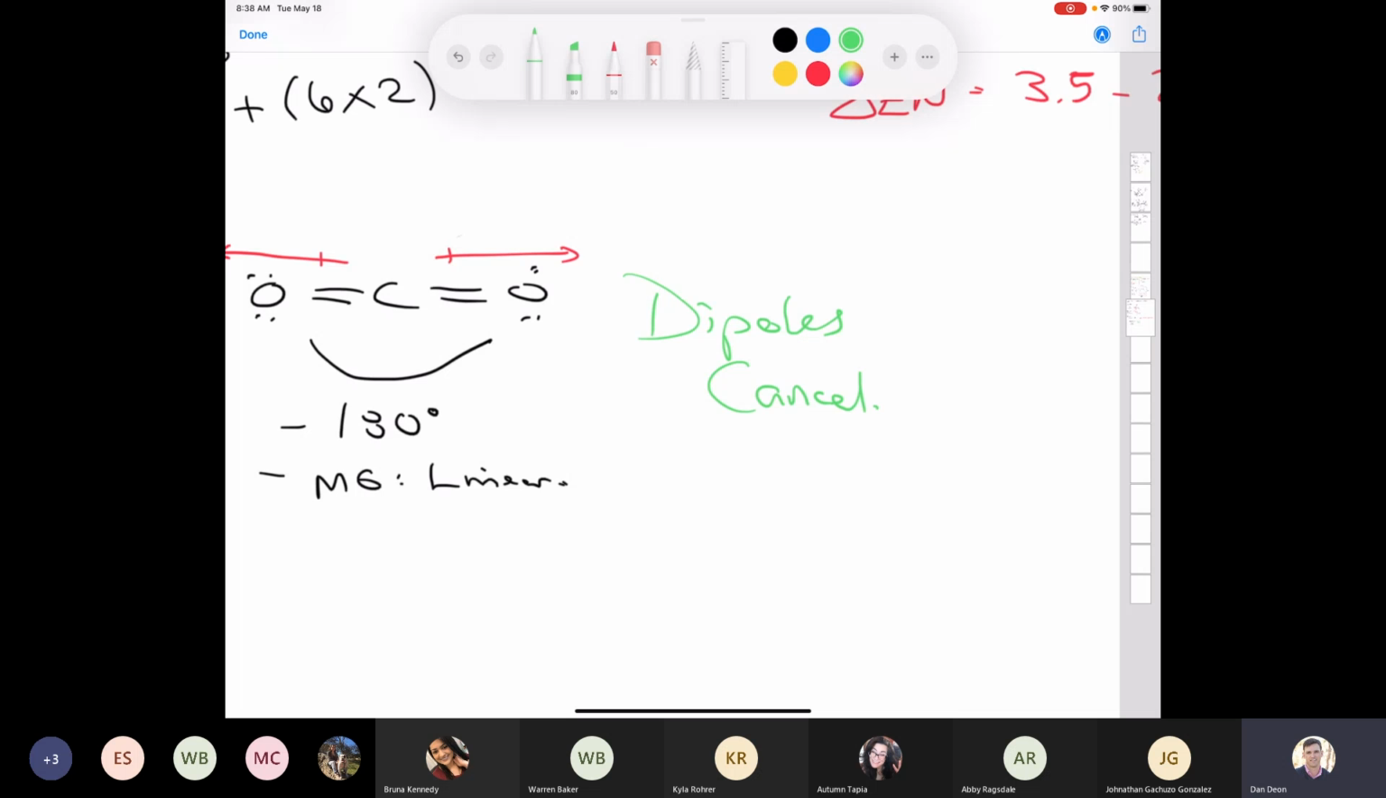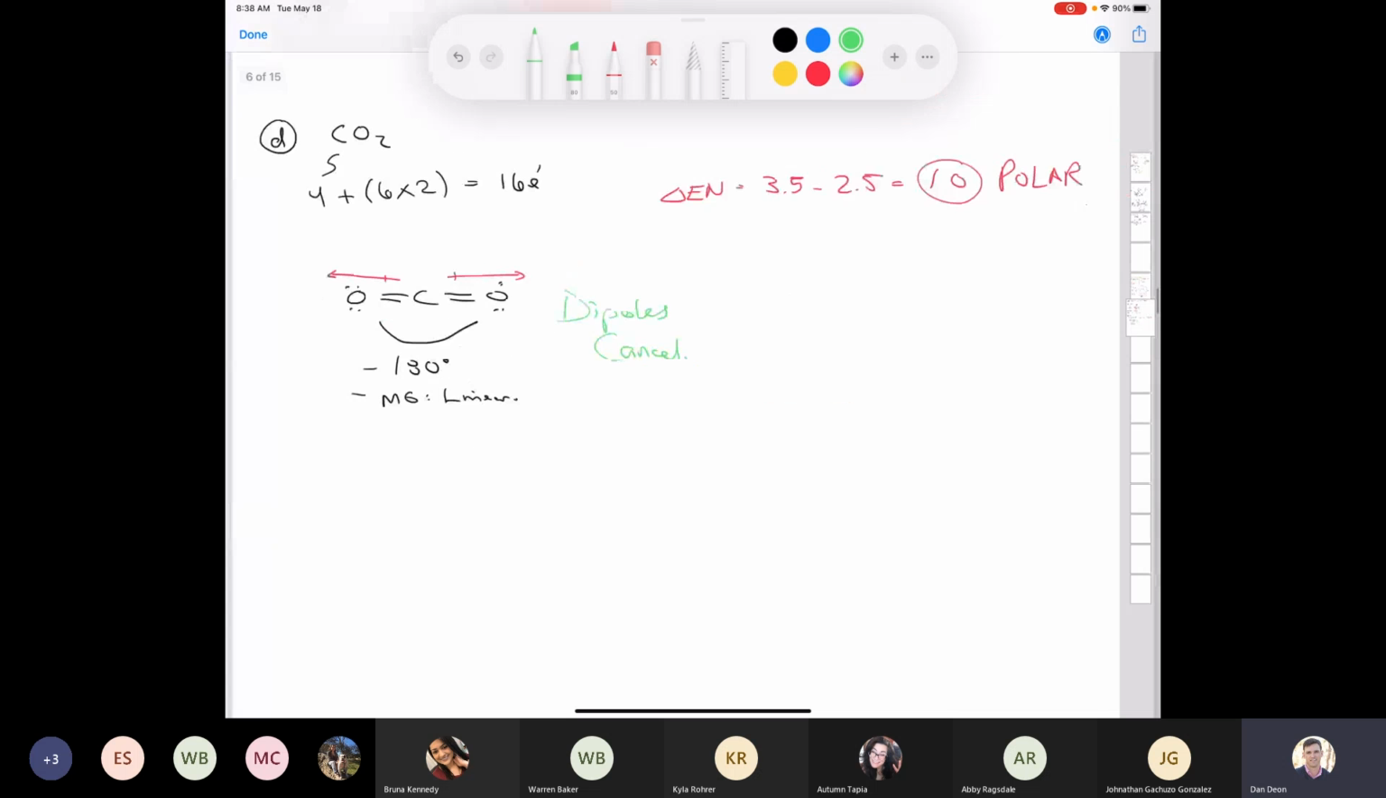Let me give you another example of a linear molecule. CS2, which is called carbon disulfide. You got carbon dioxide, carbon disulfide. Well, sulfur, it comes just below oxygen in the periodic table.